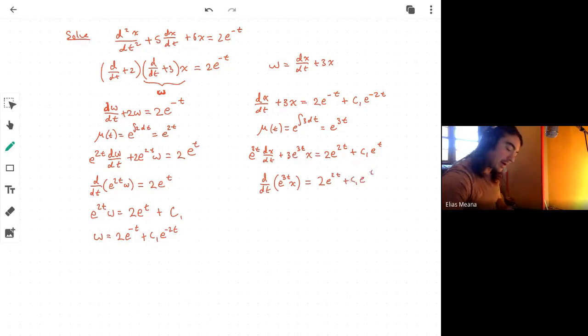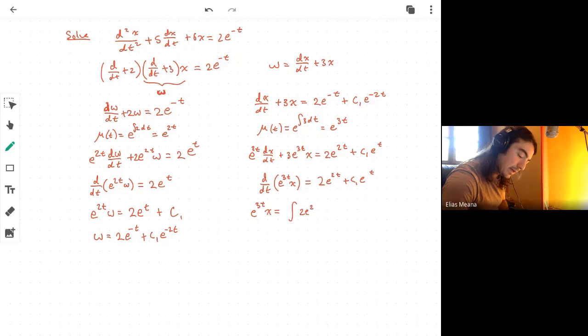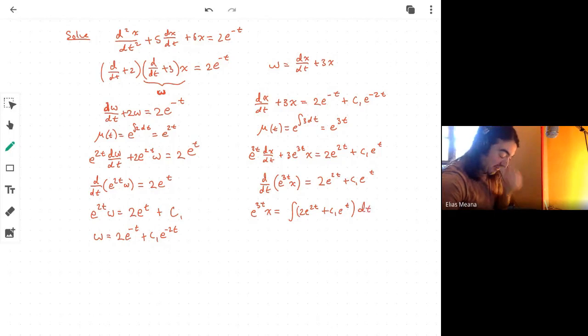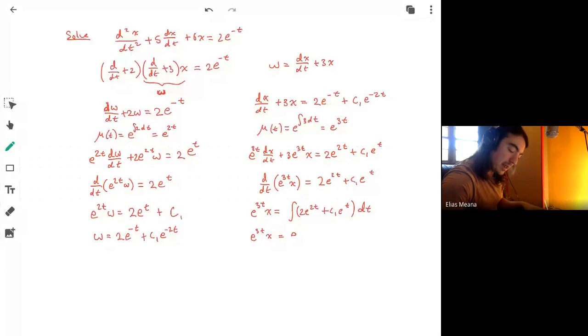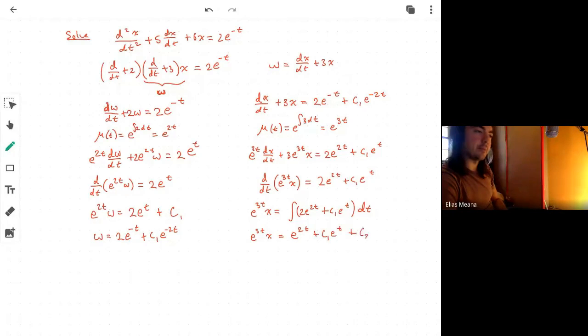And of course, now we can take the integral of both sides. So integrating both sides, you get e to the 3t x equals the integral of 2e to the 2t plus c1 e to the t dt, which, if we do a relatively quick u-sub, should give us just e to the 2t plus c1 e to the t plus c2, right? So another constant of integration.